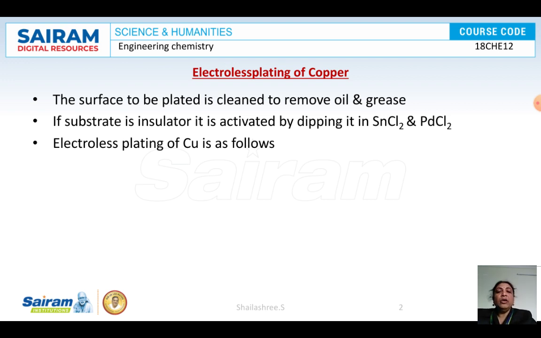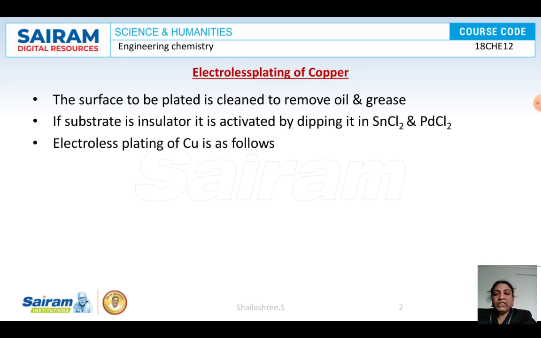Electroless plating is a process of coating a thin layer of any other suitable metal on a base metal without using electric current and by using some suitable reducing agents. Fine. So this is the electroless plating of copper process. Here, as usual, the pre-treatment is done.